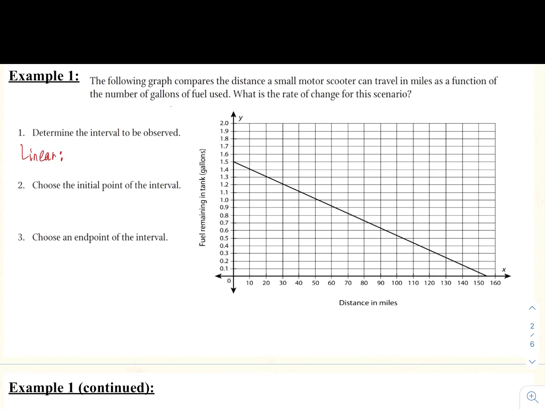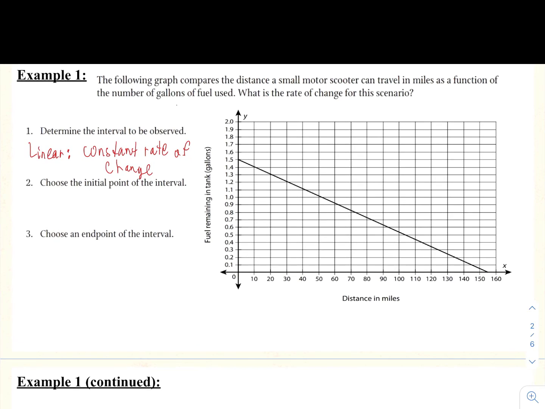A graph that is linear is going to have a constant rate of change. What this means is I can pick any 2 points that lie on this line, and when I determine the rate of change, it's going to be the same. So if I pick 2 points on this line and I determine the rate of change, it's going to be the same as if I picked 2 other points on the exact same line and determined that rate of change.